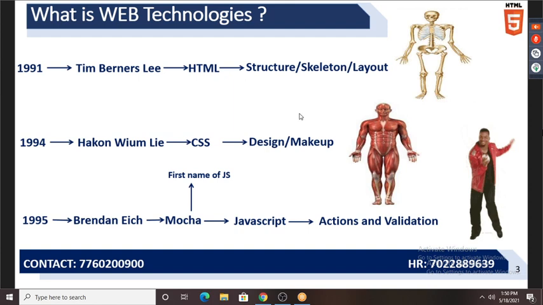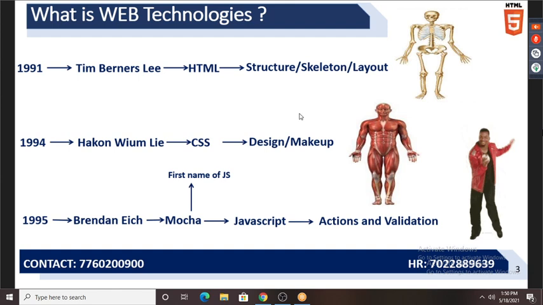But for the backend, it is HTML, CSS only. That is the reason there is no scope for WordPress, and no requirements or openings will be there. Why? Even an uneducated person can develop a website with the help of WordPress. So WordPress means what?